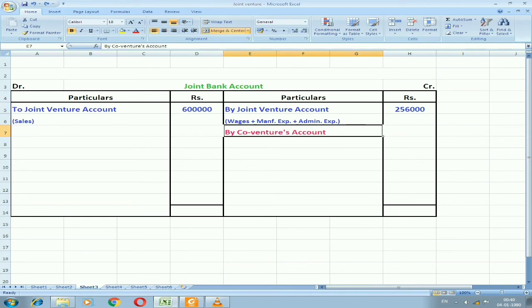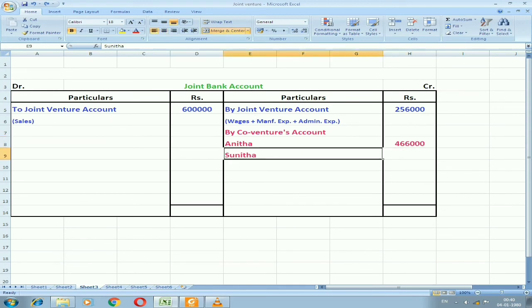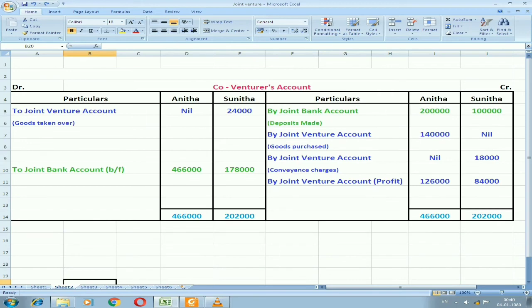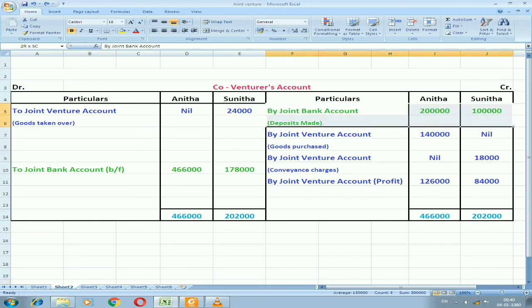Under that we have 2 co-ventures, one is Anita with the amount of rupees 4,66,000 and one more is Sunita with the amount of rupees 1,78,000. So let us see how many entries are there in co-ventures in the name of joint bank account. And we have one more entry on the credit side in the name of joint bank account with the reason of deposits made. So Anita 2 lakh and Sunita 1 lakh. So let us record this.